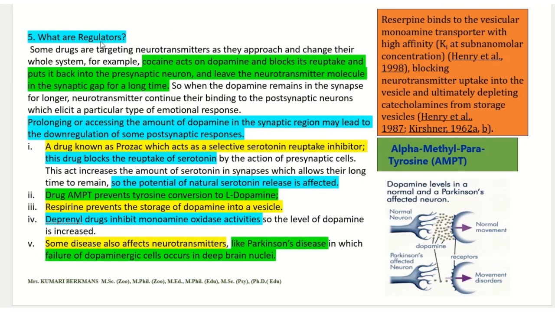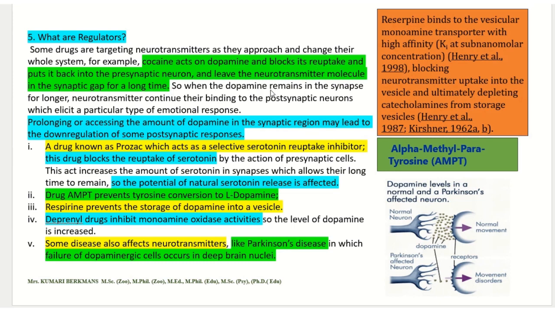See, what are regulators? Some drugs are targeting neurotransmitters as they approach and change their whole system. For example, cocaine. Cocaine acts on dopamine and blocks its reuptake and puts it back into the presynaptic neuron and leaves the neurotransmitter molecule in the synaptic gap for a long time. Okay, so what is that? Cocaine. You have to keep this one in mind. Cocaine acts on dopamine and blocks its reuptake.